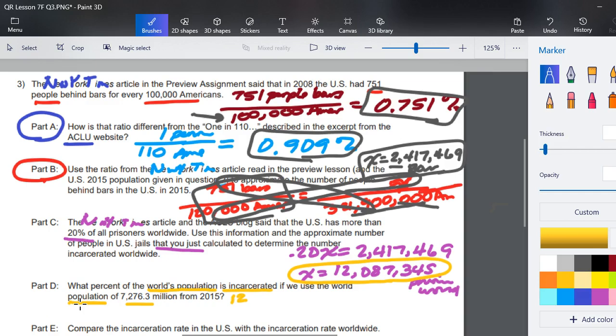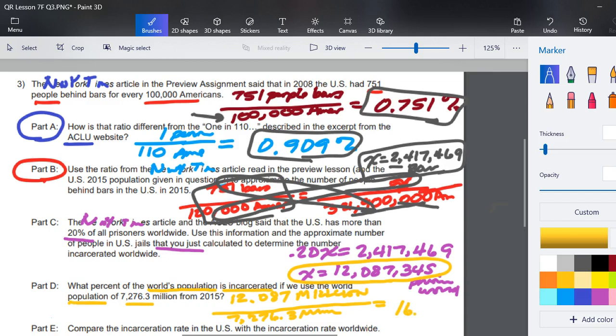Let's go ahead and call this 12.087 million are incarcerated worldwide. And worldwide, the population is 7,276.3 million. So I'm going to put in all the numbers except million, and that would be 12.087 divided by 7,276.3. Then I'm going to multiply that by 100, and approximately I'm getting 16.